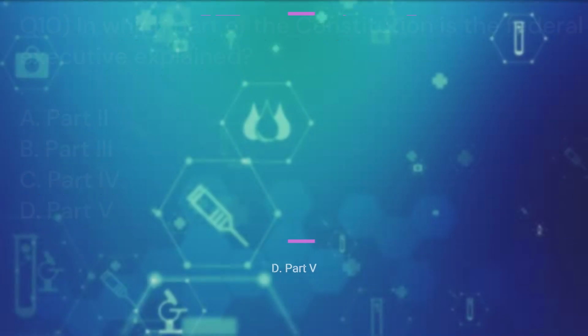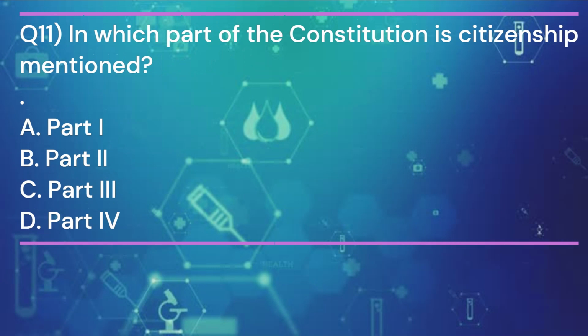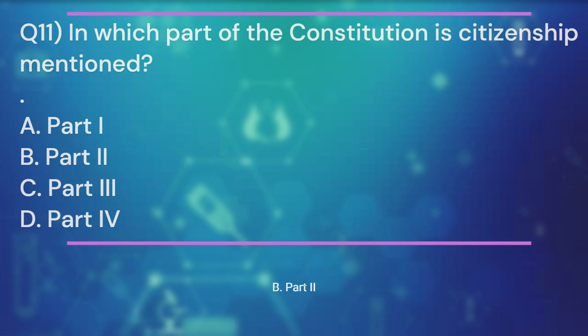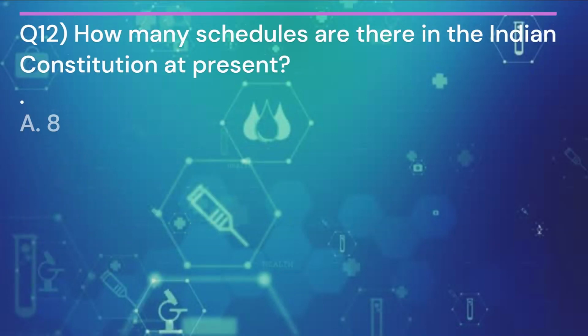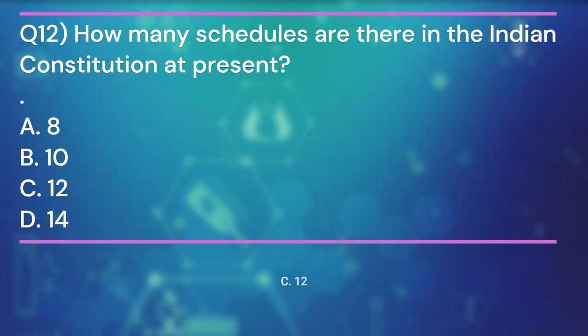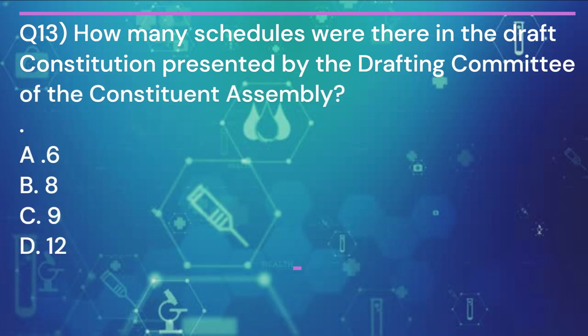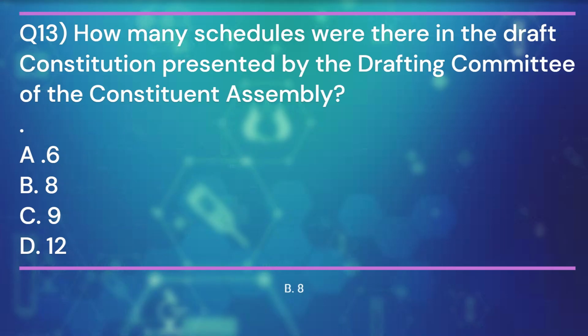Part 5. Question 11. In which part of the Constitution is citizenship mentioned? And the answer is B. Part 2. Question 12. How many schedules are there in the Indian Constitution at present? And the answer is C. 12. Question 13. How many schedules were there in the draft Constitution presented by the Drafting Committee of the Constituent Assembly? And the answer is B.